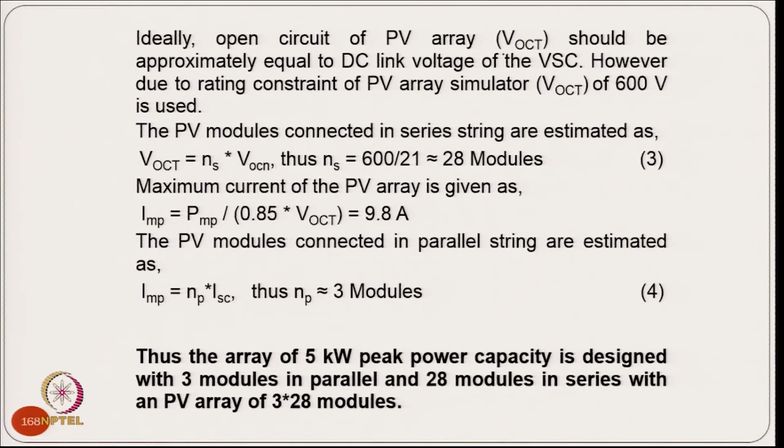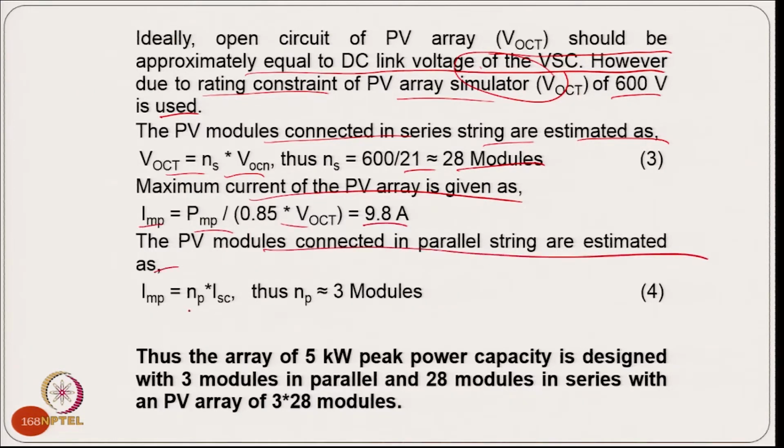So, ideally the open circuit voltage of the PV array should be approximately equal to the DC link voltage. However, due to the rating constraint of the PV array, 600 volt is used. So, PV modules connected in series are calculated from the open circuit voltage. From this 600 volt we get 28 modules connected in series, and from the maximum current, calculated from the power, we get 9.8, and we can calculate the modules connected in parallel as a string of 3 modules.